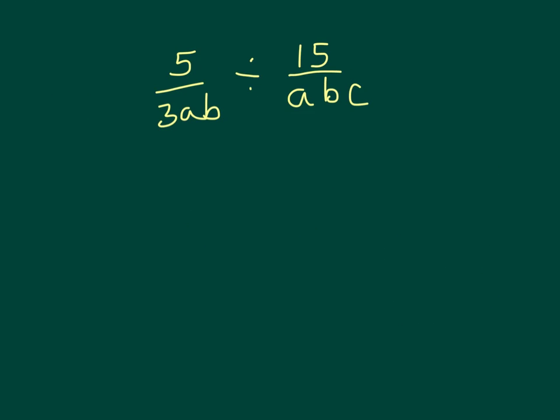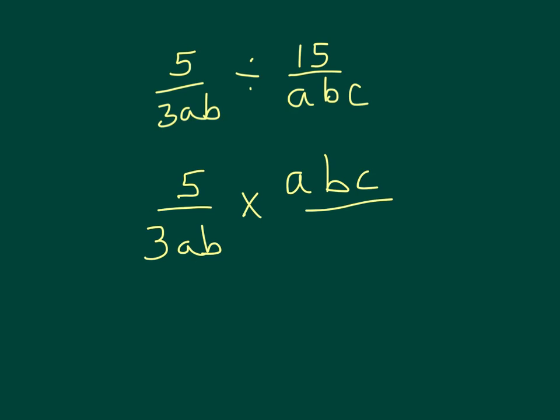Alright, last problem we're going to look at is right here. So when I solve a problem like this, I'm going to take a look and I'm going to rewrite this as a multiplication problem. Okay, so I'm going to times by the reciprocal. A, B, C becomes my numerator, and my denominator is 15. And now I can start simplifying. So let's see, 15 and 5. 5 will go into each of those. Okay, so I'm getting that.